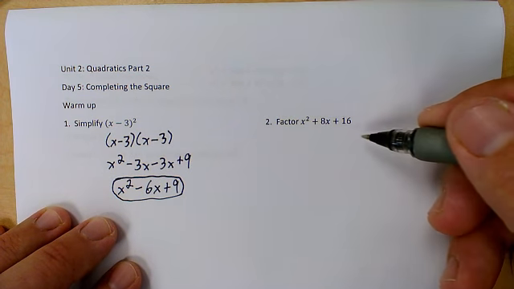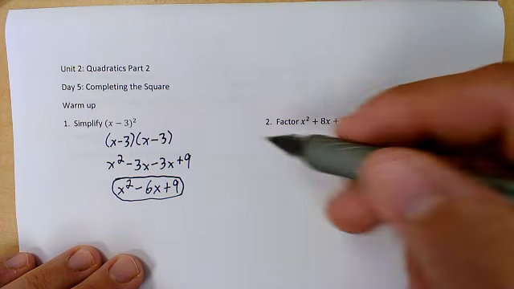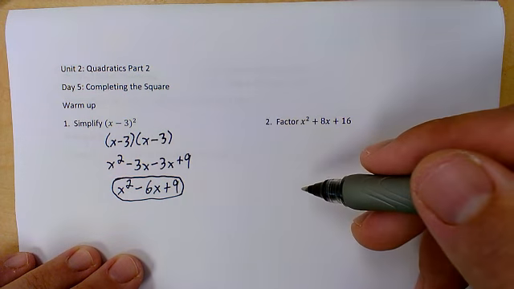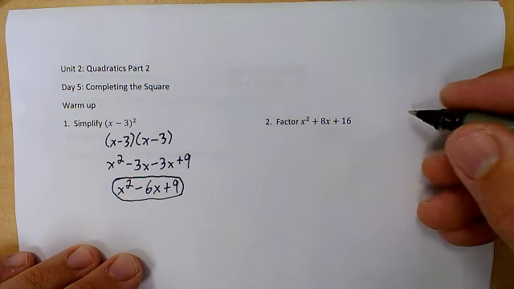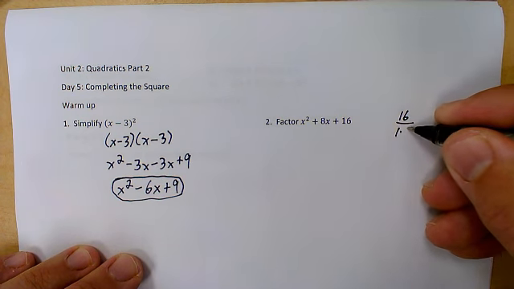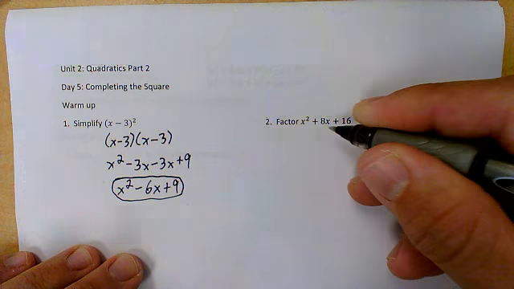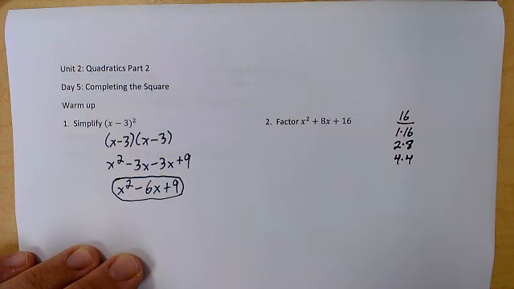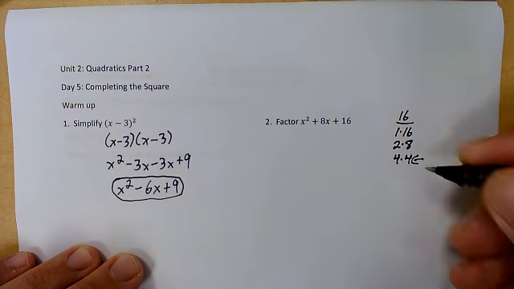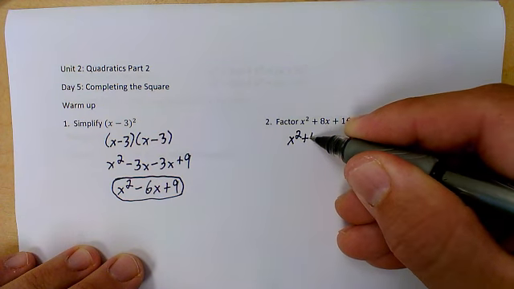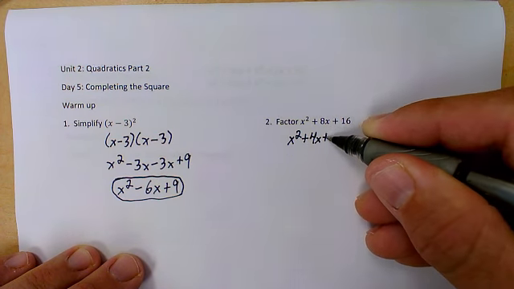Now this is also a perfect square. It doesn't look like this one. We'd have to factor it to see it as a perfect square. So if I'm factoring this one, 16, and I write down the numbers that multiply to 16, I would say that 4 and 4 is what would add to 8. So I'm going to use that right there. So x squared plus 4x plus 4x plus 16.